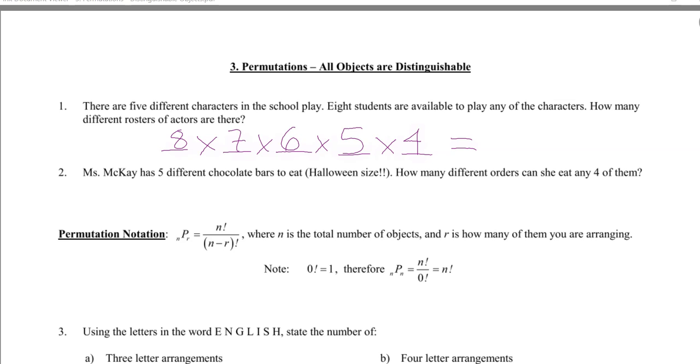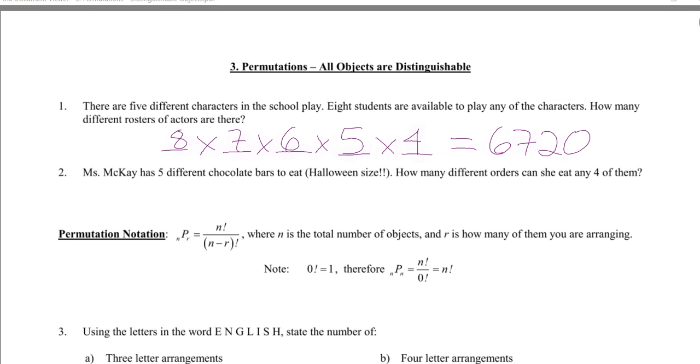What do we get? Thank you. Ms. Smith will be happy. I will pass that on to her. 6,720. That was close. 6,720. So there are 6,720 ways to cast this play if we have 8 people to choose from and we need 5.